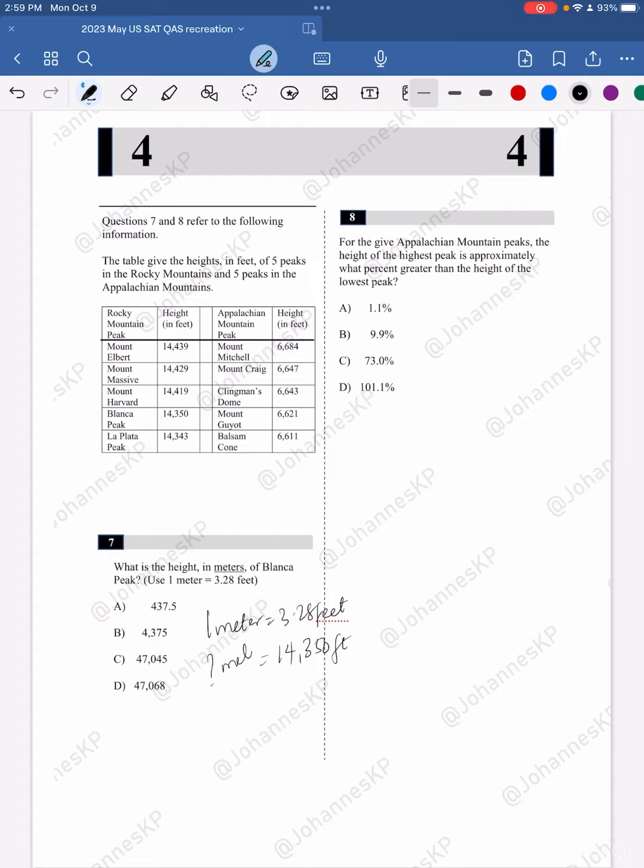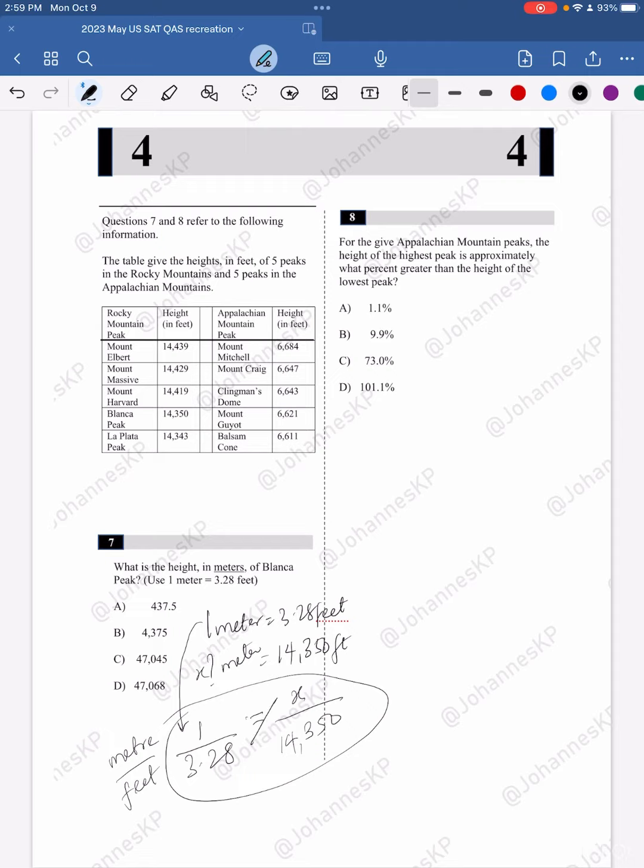That's the question. So I could rewrite this as 1 over 3.28. So this is meter over feet. So 1 over 3.28 equals how many meters? Let's call this x. x divided by 14,350. So this is the unit conversion here. So from here, we can find what x is.